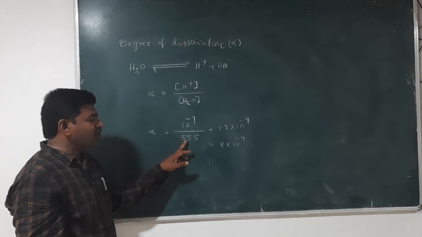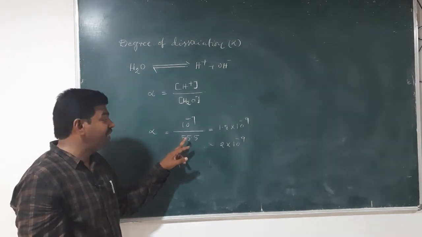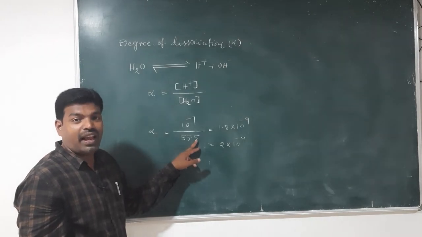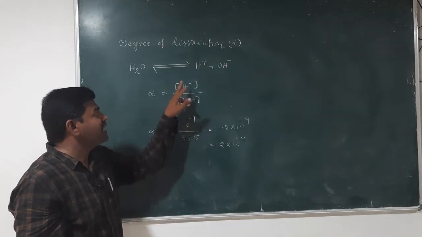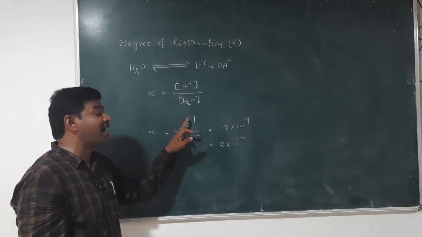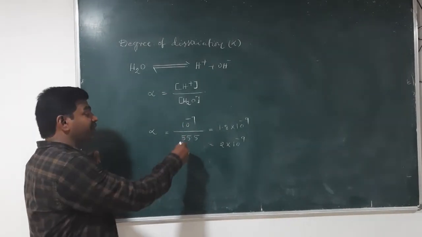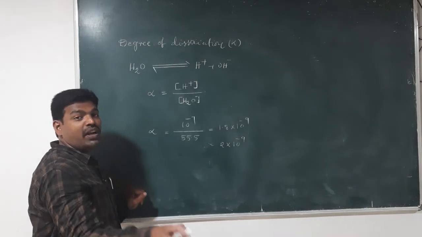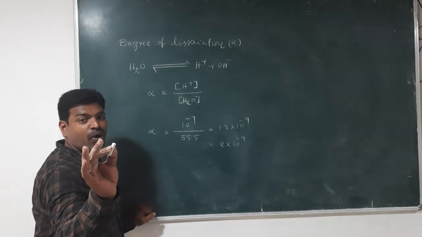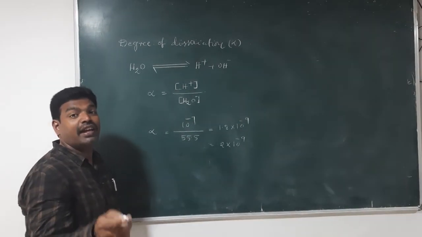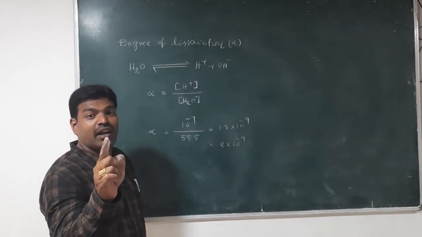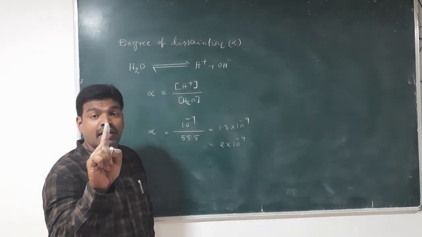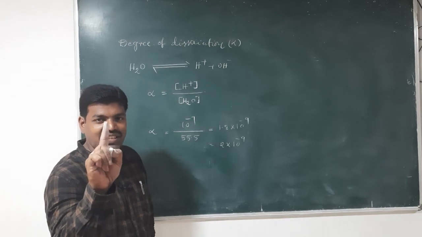Actually, undissociated water concentration is 55.5 molar and the dissociated H plus ion concentration is 10 to the power of minus 7. So, out of 55.5 molar water concentration, only 10 to the power of minus 7 molar H plus ions are formed. It shows that water undergoes partial ionization. That means it does not undergo complete ionization.